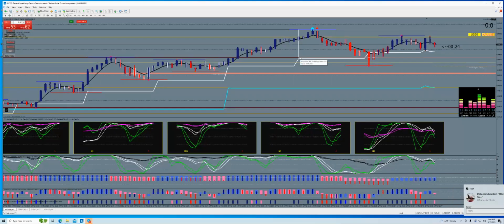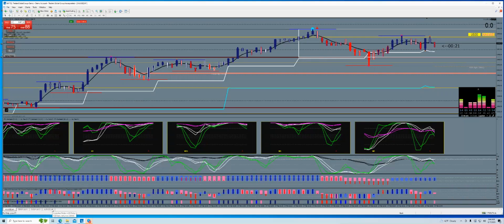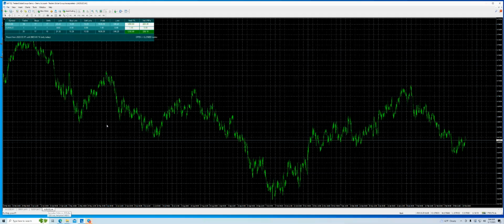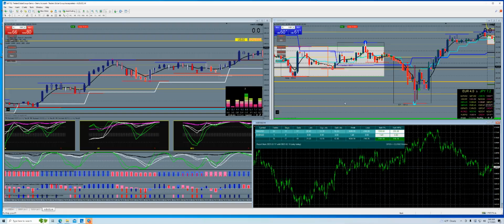Let me see where I'm at. That's why I missed it, because I was trying to get a good pip day. I was up 230 something, close to 240 before that loss. But I'm up 226 pips for the day. So that trade I missed would have put me way over 400 pips for the day.